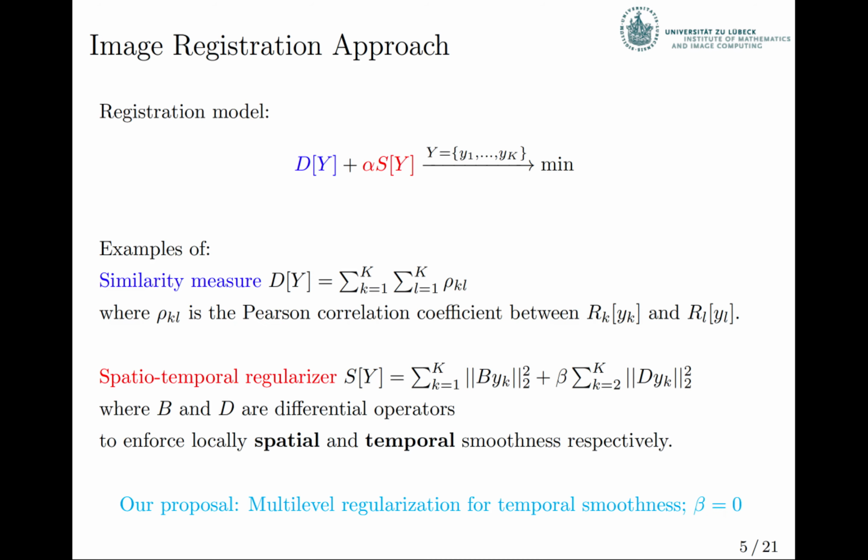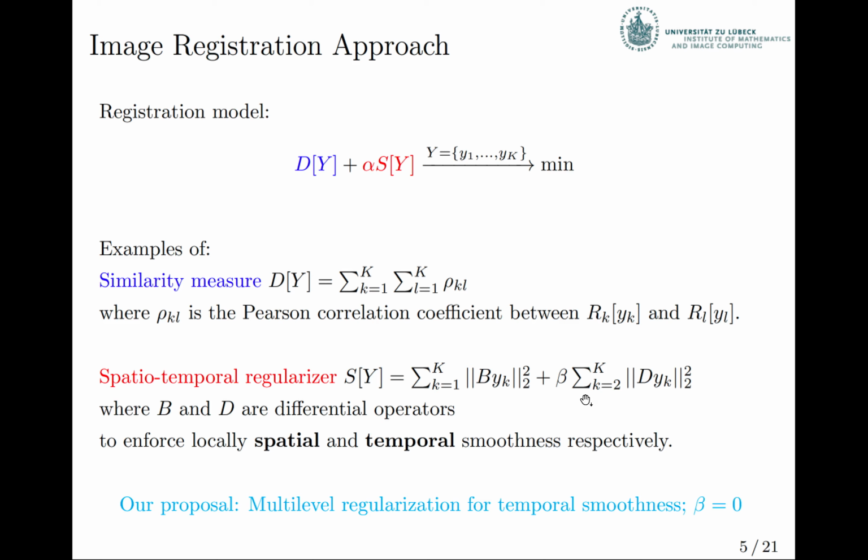So for an example, in our experiment, we use the Pearson correlation coefficient to measure the similarity between the transformed images in the given image sequence. Because these image sequences have some dynamic property, because the same object is moving over the time, the neighboring frames are somehow correlated to each other. So in this setting, it is meaningful to incorporate some kind of spatio-temporal regularizer.